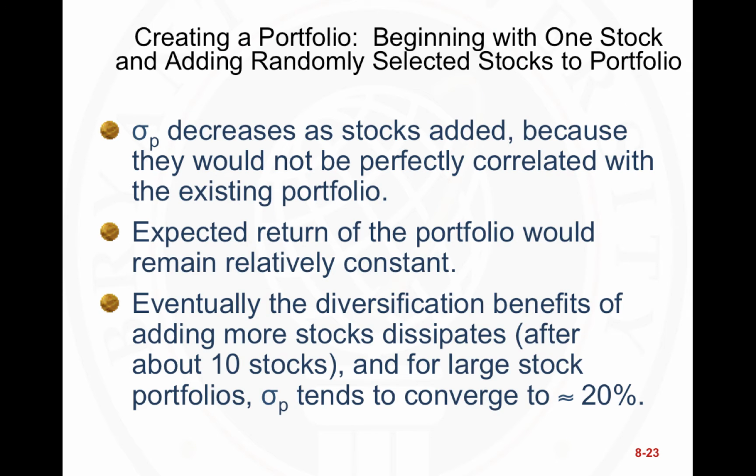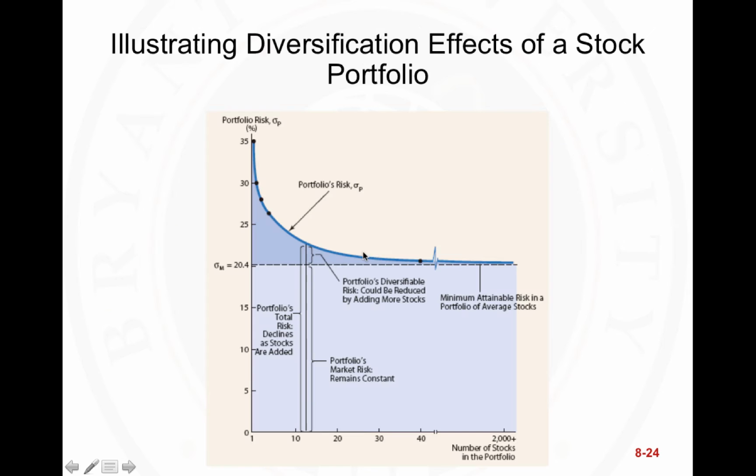So let's talk about creating a portfolio. We did this in class, and we saw a little bit of magic, right? We saw how after we added 3 stocks to our portfolio, the expected return remained constant, but the risk of the portfolio went down. However, the diversification benefits tend to dissipate at about 10 to 20 stocks. So graphically, we can see this like this.